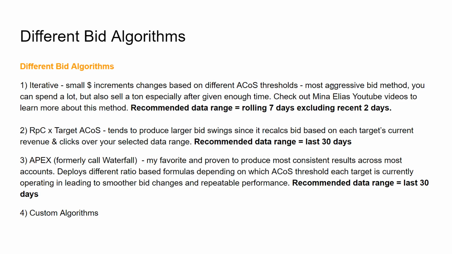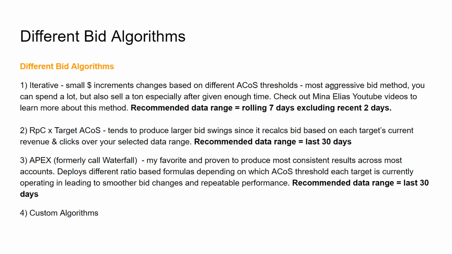But for just getting started, I highly recommend the Apex bids method, which is the third one here. Formerly we called that the waterfall method. We switched over to the Apex method, but definitely my favorite for getting started. It's essentially the most conservative, but depending on how you structure it, you can really make it a good balance between conservative and aggressive bidding strategies using the SKU dashboard and bid override table. It really gives you a nice smooth transition and good understanding, as far as tracking as well, of how your bids are affecting the different targets. It is going to deploy different ratio formulas depending on which ACoS thresholds you're in.